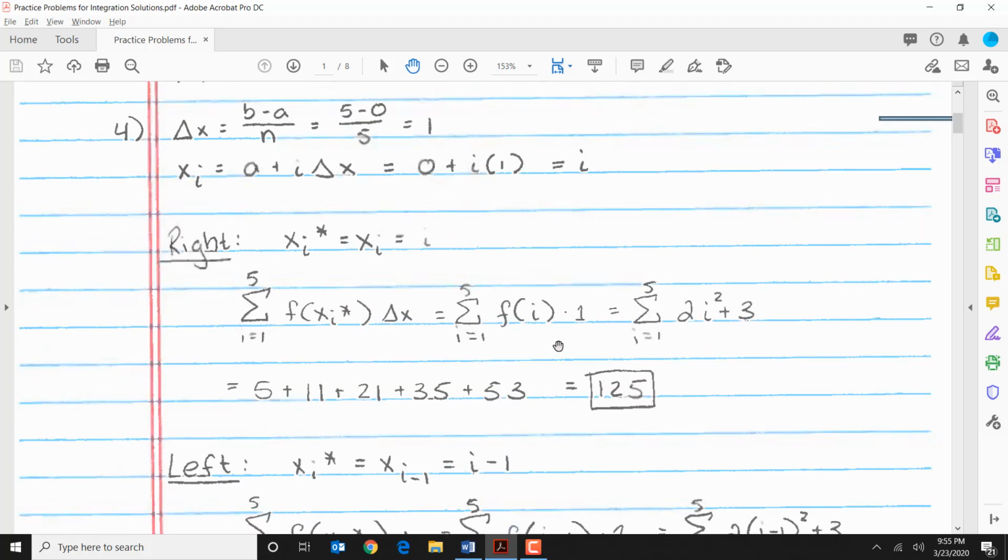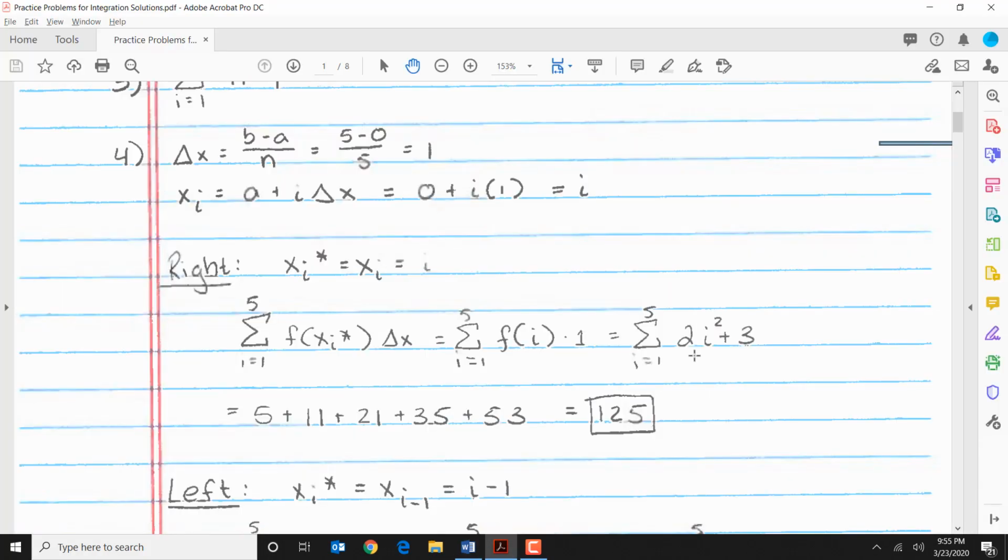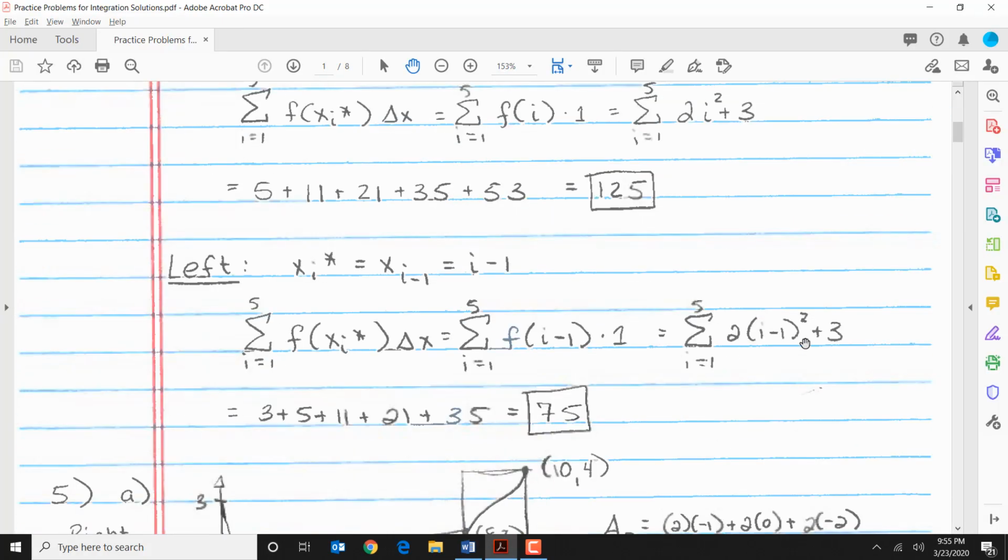So f, which is 2 times your input squared plus 3, would be 2 times your input i minus 1 squared plus 3. So then we can plug in 1, plug in 2, plug in 3, plug in 4, plug in 5, and we get 3 plus 5 plus 11 plus 21 plus 35, which is 75.